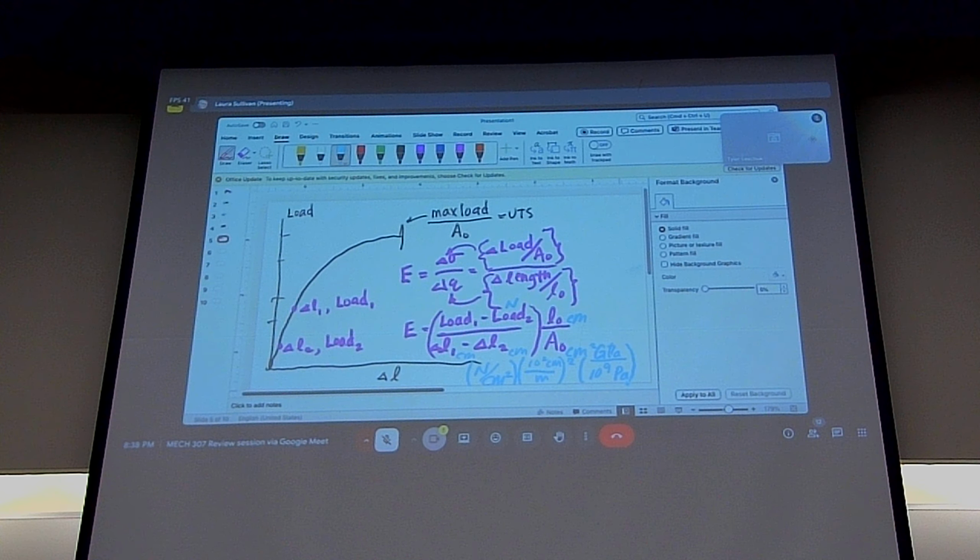So now, I have not had to do any reading data off a graph, putting it in a table, recalculating and plotting a new graph. And I have ultimate tensile strength and I have modulus.